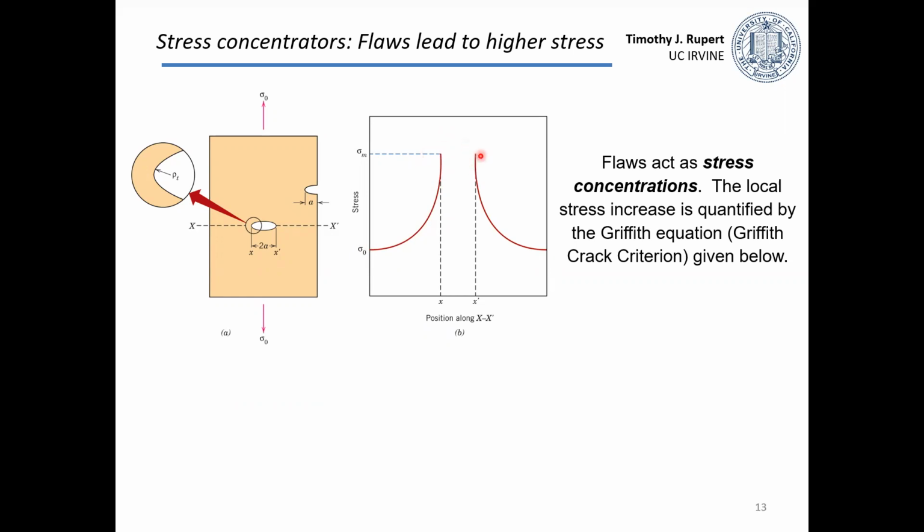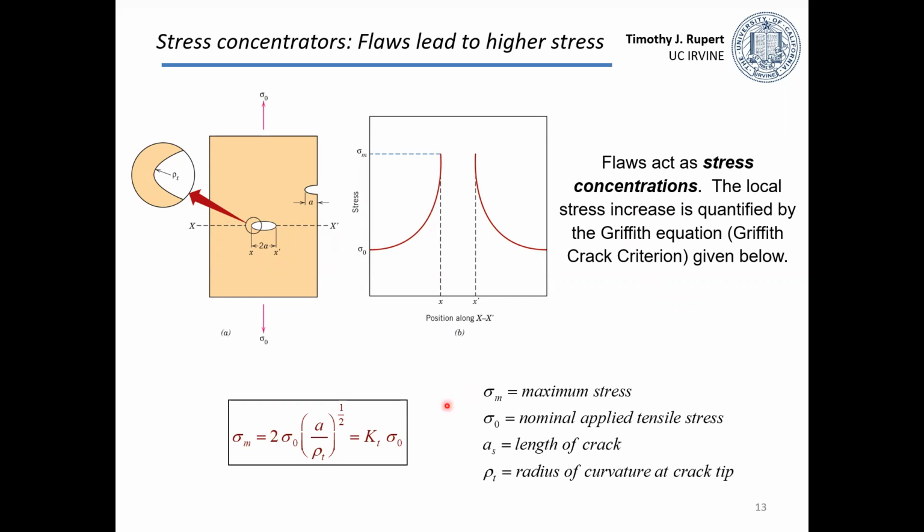And this is showing on either side of the crack tip. So in between, it's not plotting what the stress is because there's no material there. So this local increase in the stress is quantified by something called the Griffith equation. This is a famous scientist in this area.